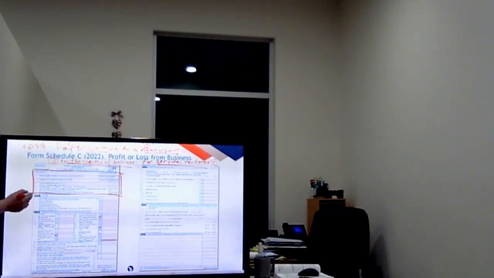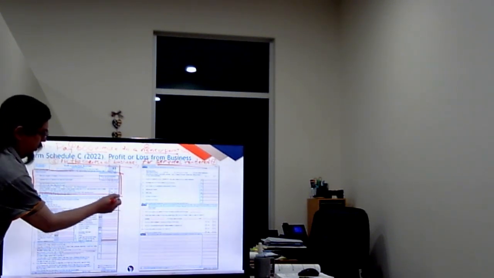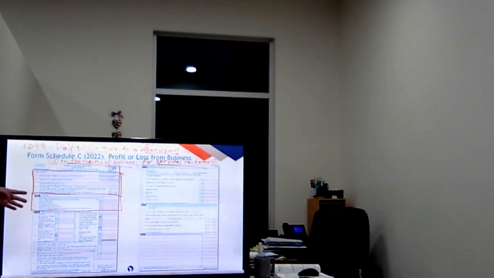Okay, the next section is for income. There are 7 lines here because there's some calculation sometimes that has to be involved. There's a line for how much money you made, your gross receipts or sales. And technically, although sometimes we report it the other way, any sales tax that you collect is not part of your gross receipts.